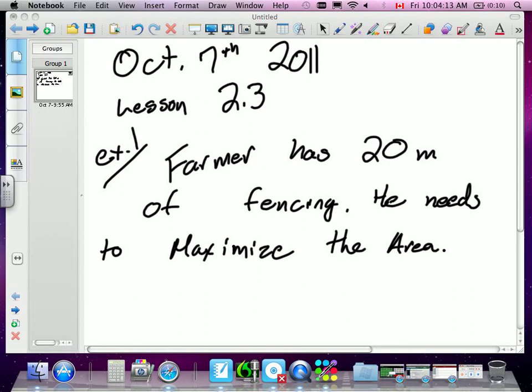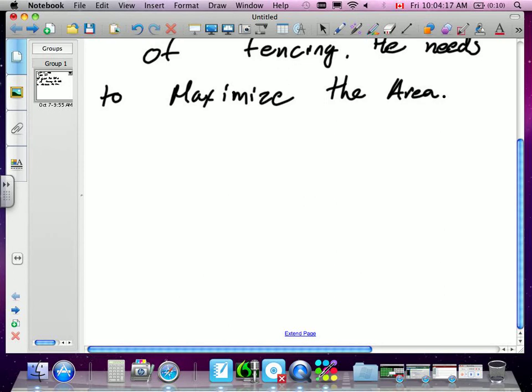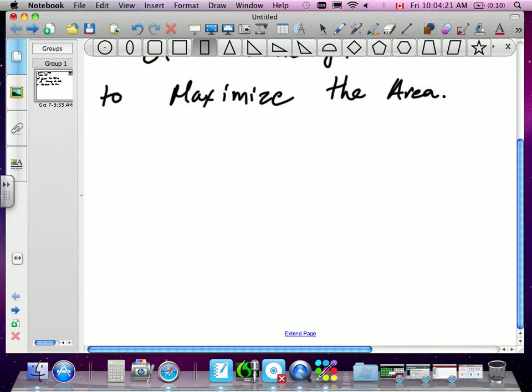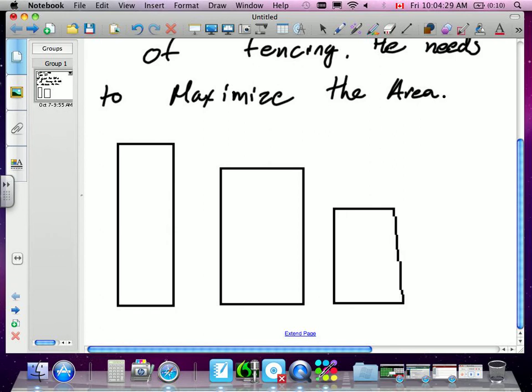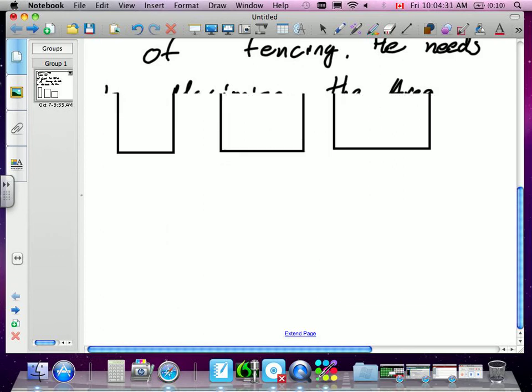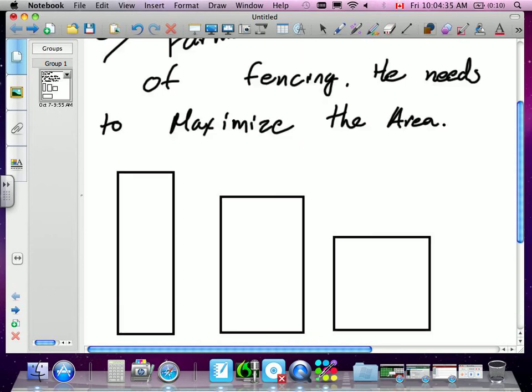So, he has several different shapes. He wants to make it a four-sided shape. We're going to go through several of the options he could use. So, we're going to throw down a couple options here.